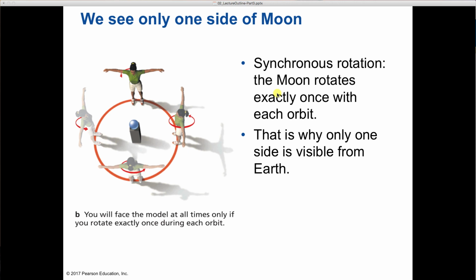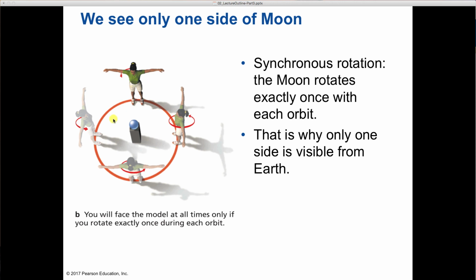The reason why we always see the same face is because of something called tidal locking. Over time, the moon used to rotate faster, but the gravitational pull of the Earth has caused the moon's rotation to slow down, and the moon still does rotate, but the same side always faces the Earth. If this is the Earth here, and this is a person going around the Earth, they're doing it in such a way as to always be facing the Earth.